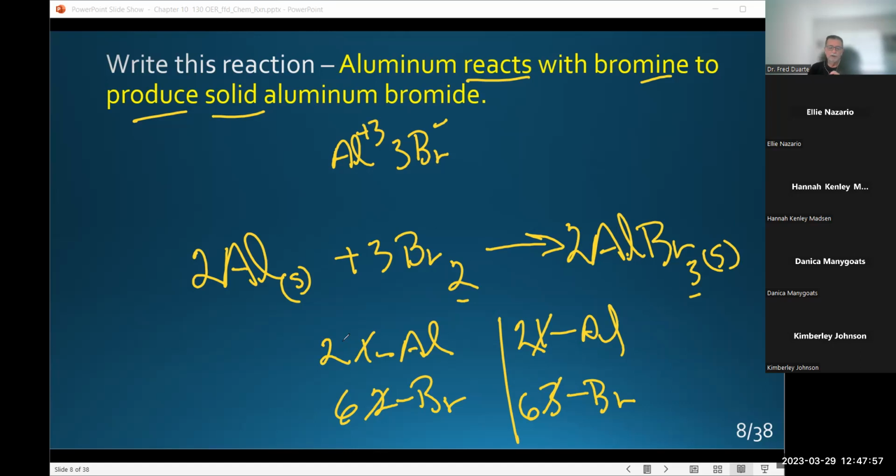And so we have a balanced chemical reaction of 2 aluminums requiring 3 bromines to yield 2 molecules of aluminum bromide. And everybody is happy, everybody's balanced.